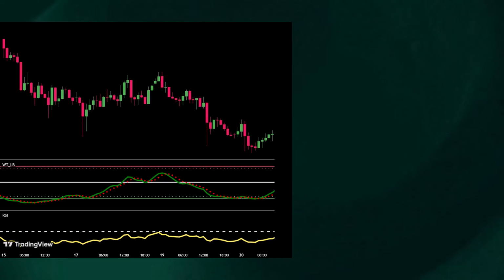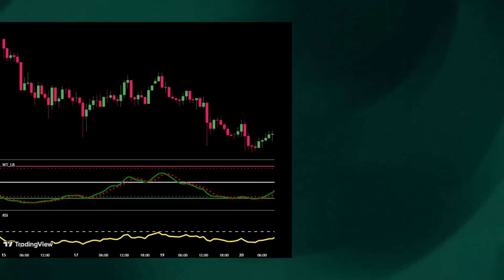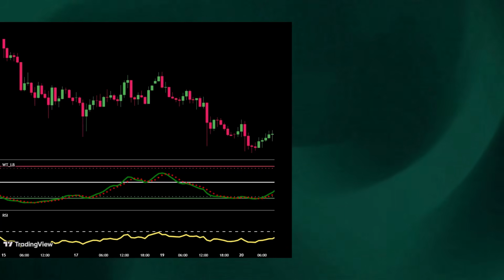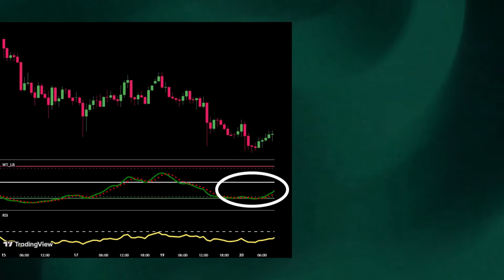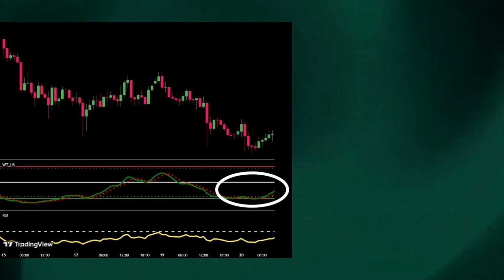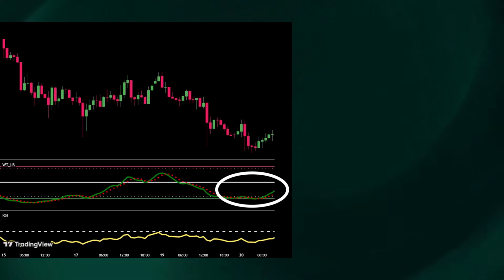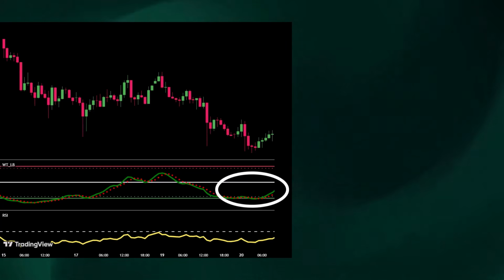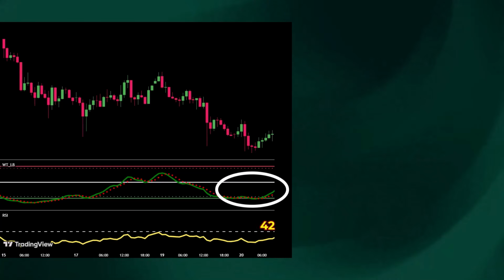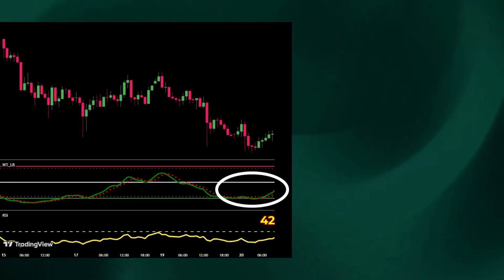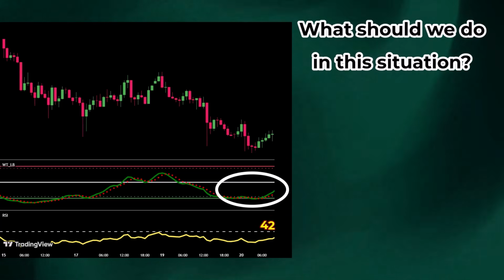Now before you go, I have a quick quiz for you to test if you really understood the strategy. Look at this setup on the chart. The wave trend main line crosses above the signal line in the lower zone. At first glance, this looks like a buy setup. But here's the important detail. The RSI is at 42. So here's your question. What should we do in this situation?